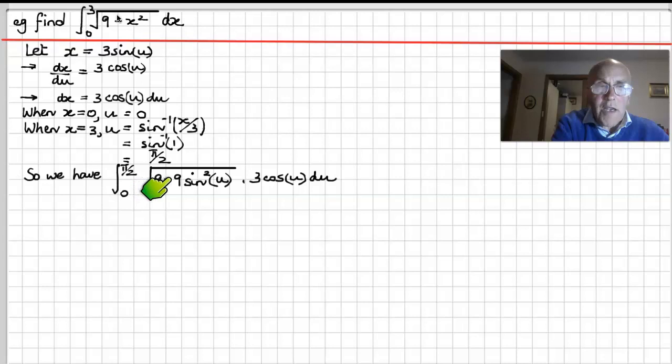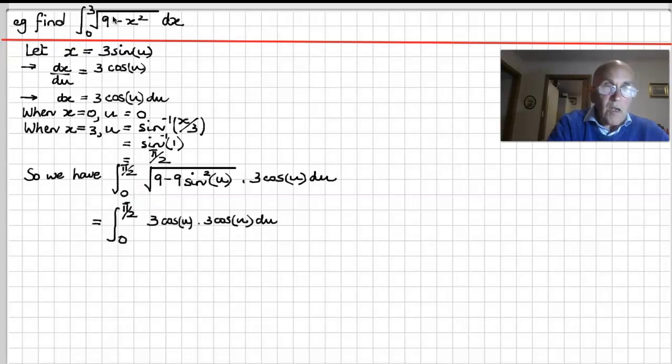Take the 9 out as a common factor, and you'll get 9 times 1 minus sine squared u. And of course, you know what 1 minus sine squared u is, don't you? Yes, it's cos squared u. And then we've got the positive square root of 9 into 1 minus sine squared u, which basically is just going to be 3 cos u. Look at it. Amazing.